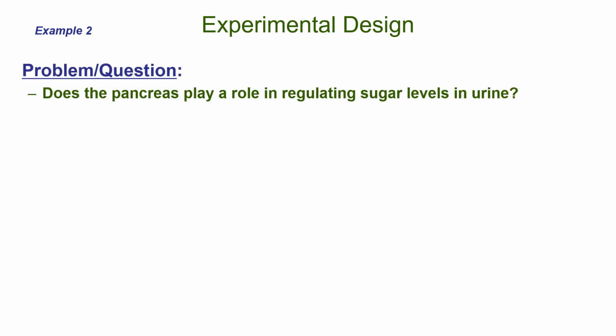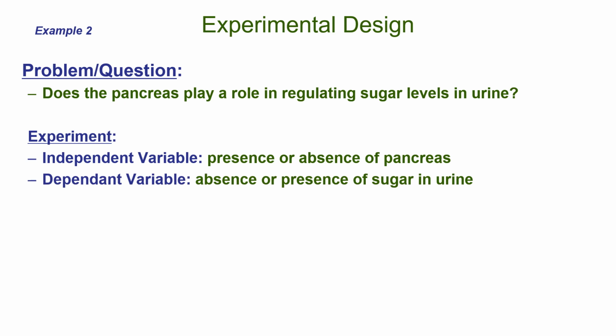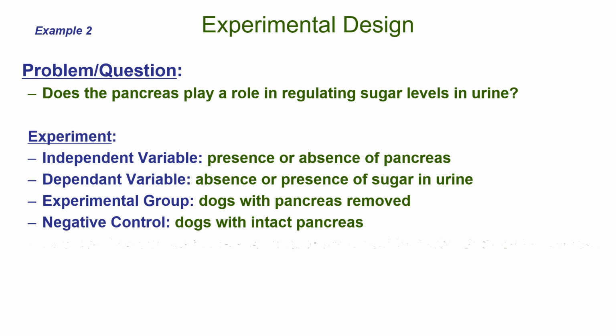Okay, so looking at this experiment again, our question, of course, was, does the pancreas play a role in regulating sugar levels in urine? For our experiment, we have our independent variable, and that's just whether or not the pancreas is there. Our dependent variable is whether or not there's sugar in the urine. Our experimental group would be the dogs with the pancreas removed. The negative control would be dogs that have not had their pancreas removed. They've undergone most of the surgery, but they haven't had the pancreas actually removed.